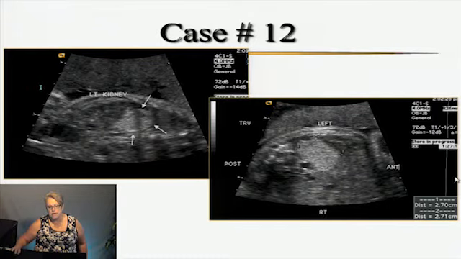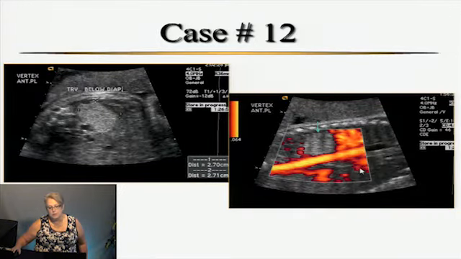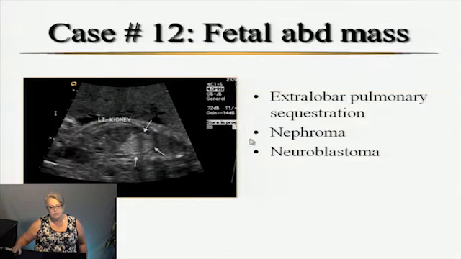So then posterior to anterior, left to right, this is the transverse of that. So the coronal and the transverse. So let's put some color on it. Let's see what kind of blood supply it has. It's below the diaphragm. So what's our differential? Extralobar pulmonary sequestration, nephroma, or neuroblastoma.